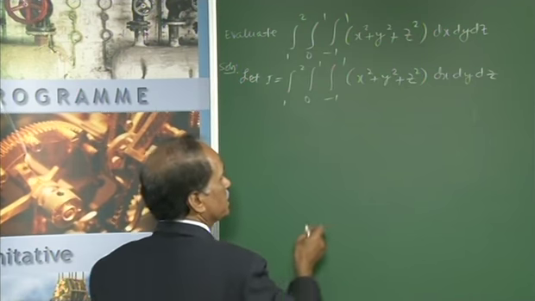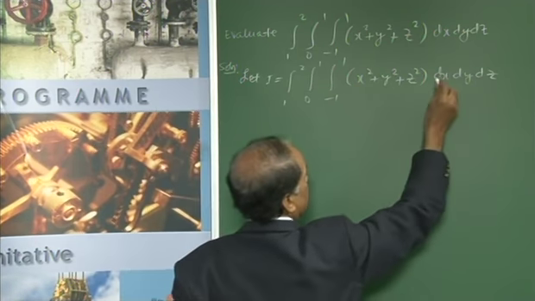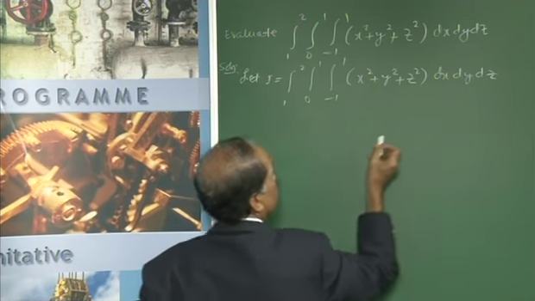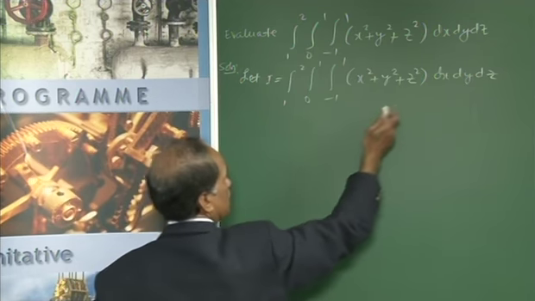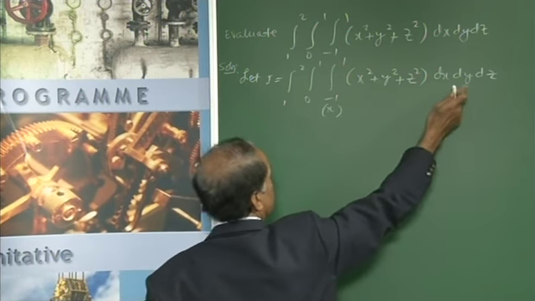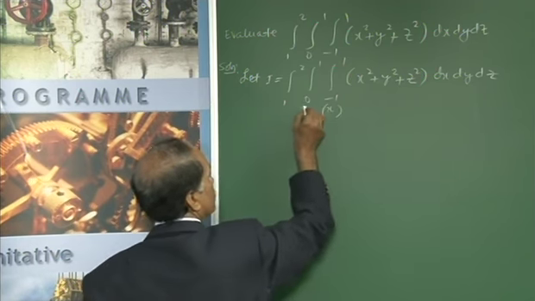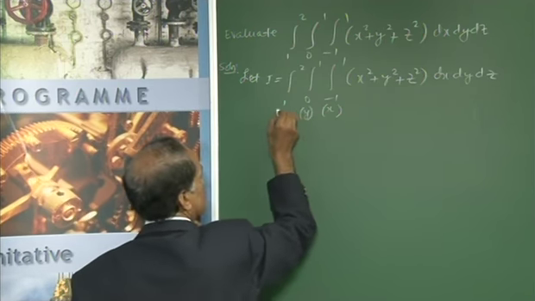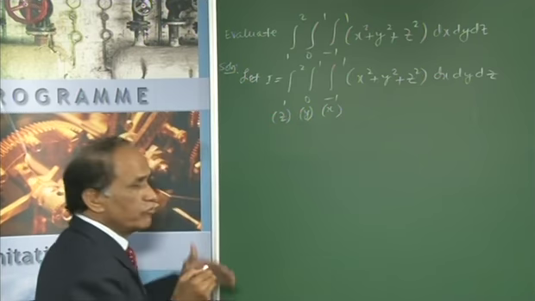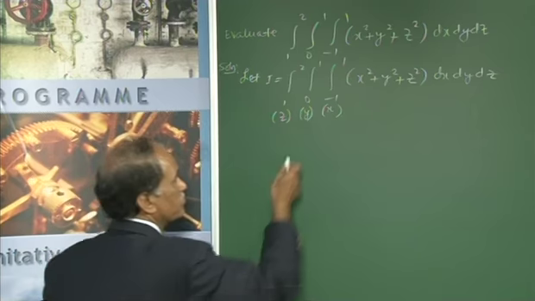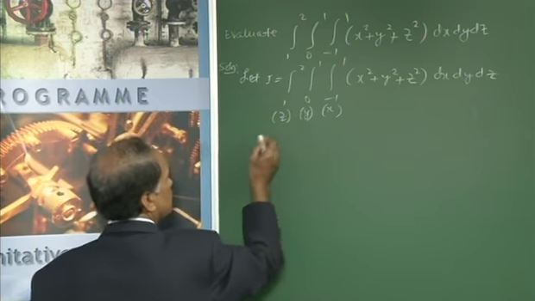What we do here, according to the given order itself: given order means dx first, dy next, and dz for the outermost integral. For dx, we represent this as x, the middle integral is for y, and the outermost integral is for z. Further, we can designate some details for this problem.